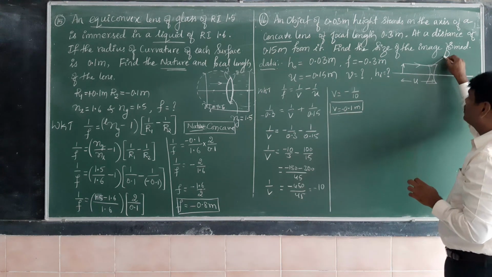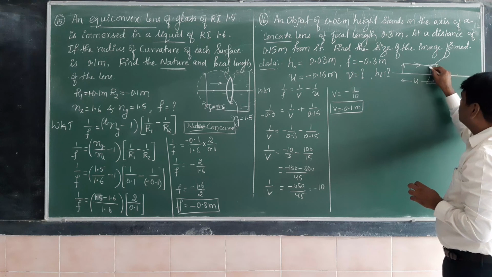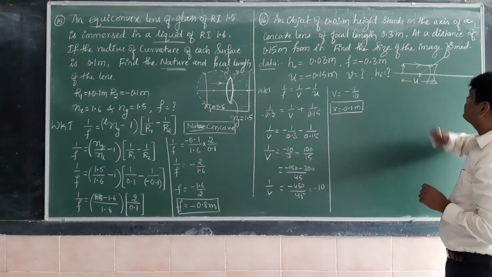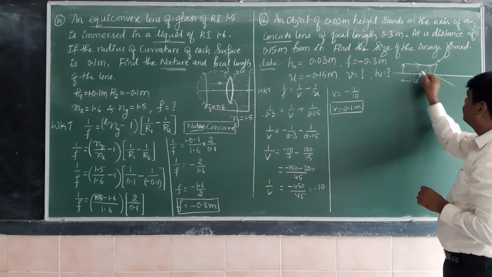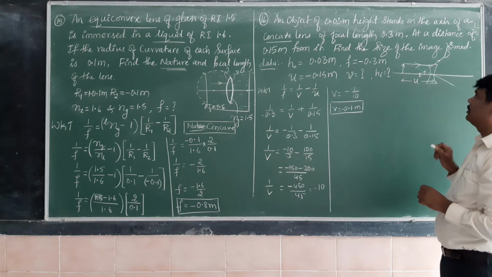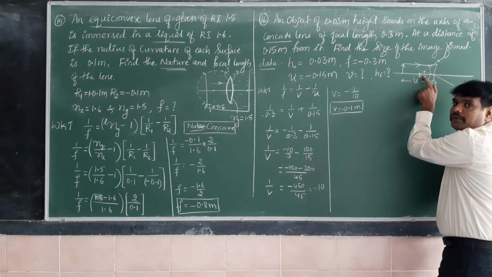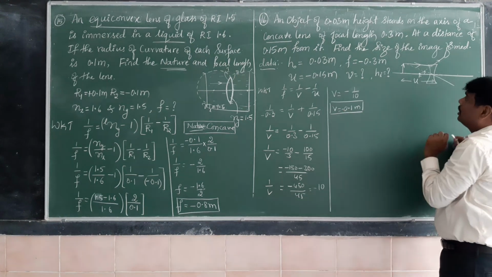Here it is a diverging lens. This is the direction of the ray which appears to diverge from the principal focus. Now another ray passes directly through the optic center without deviation. Here the image is formed. This distance from here to here is what we call the image distance. The image distance you are getting is 0.1 meter.